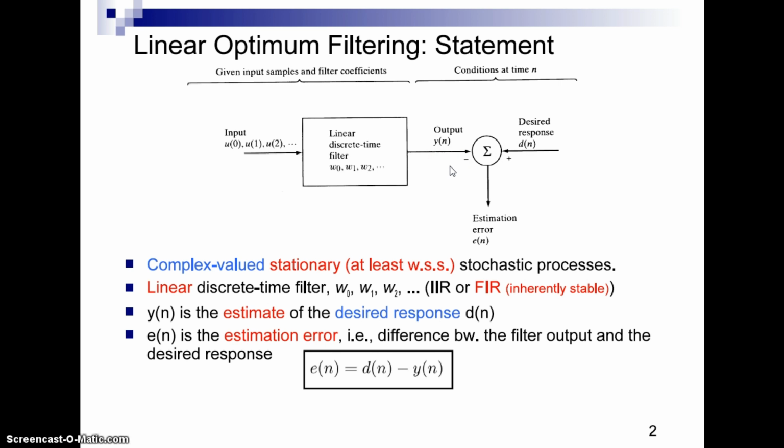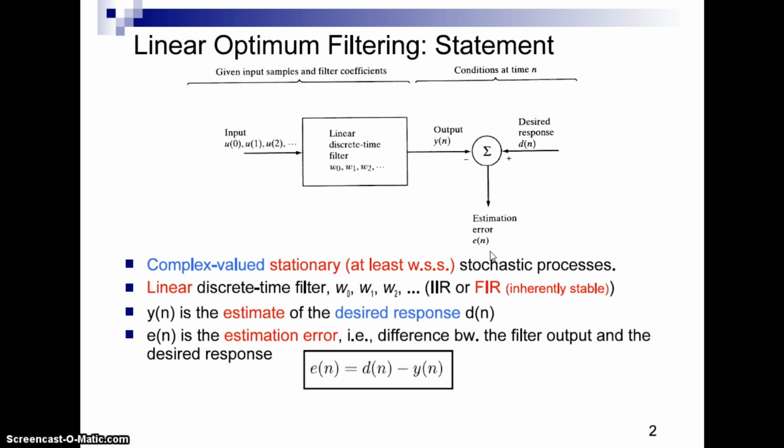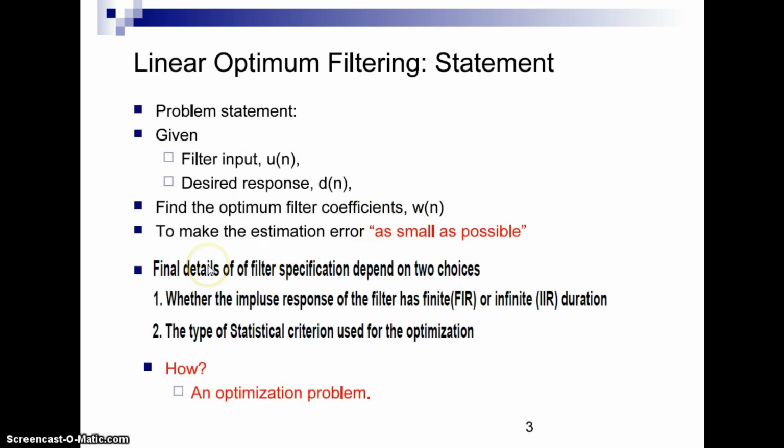The requirement is to make the estimation error e of n as small as possible in some statistical sense. Here, the given quantities are the filter input u of n and the desired response d of n. We must find the optimum filter coefficients, that is, the weights w, to make the estimation error as small as possible.